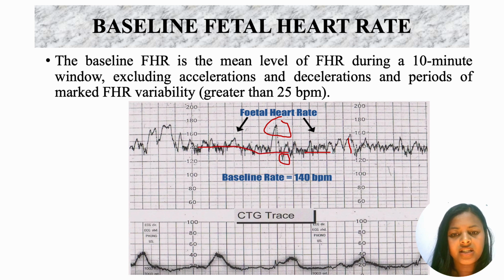So basically acceleration is an increase in the fetal heart rate from the baseline, and deceleration is a decrease in fetal heart rate from the baseline. When excluding the variability, we look for variability greater than 25 beats per minute. The normal baseline variability is 5 to 25 beats per minute. If it is more than that, we should find out the cause, because that is abnormal and it might be due to cord compression or mechanical strain. So the baseline heart rate is 140 beats per minute in this cardiograph.